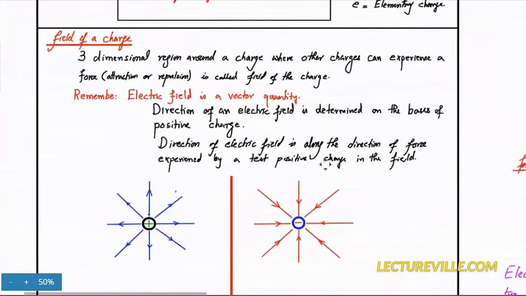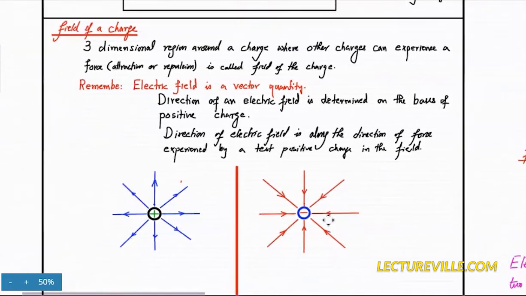Now, charge has a field force. Charge can exert force on other charges from distance. It is not necessary for one charge to be physically in contact with another charge to exert force. So similar charges can repel each other, and opposite charges can attract each other, and they can do that from a distance, because electrostatic force is a field force.